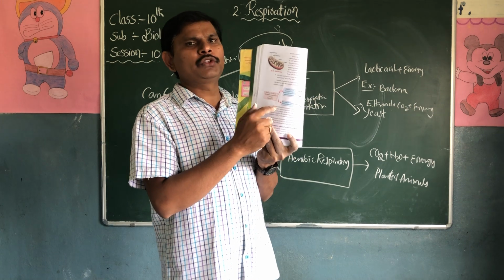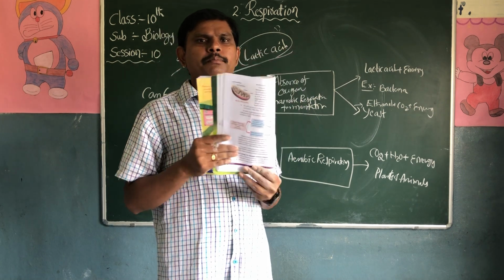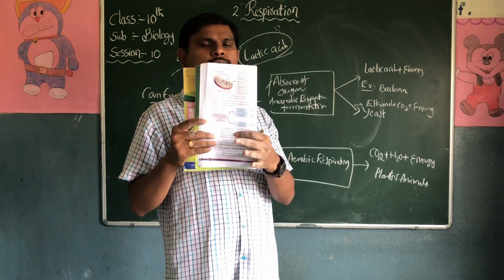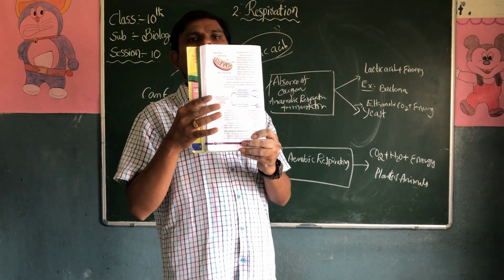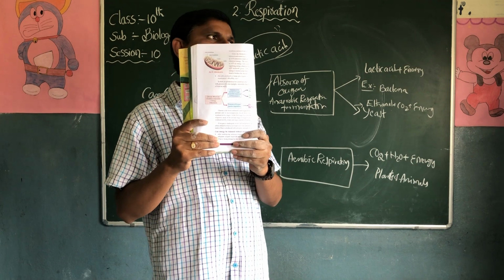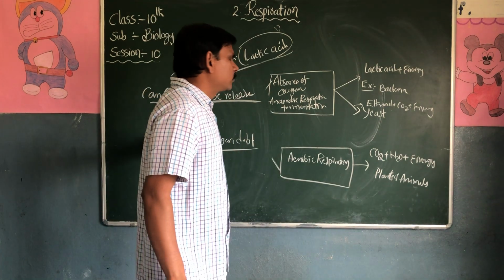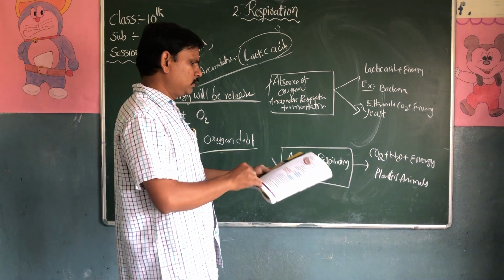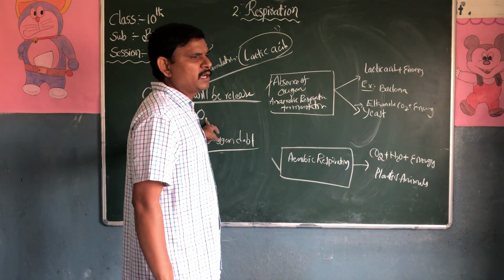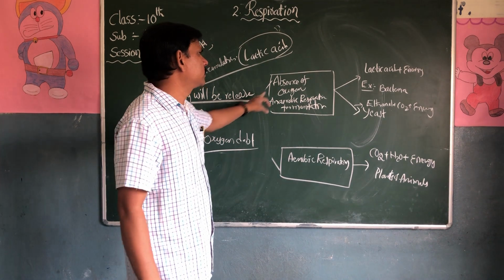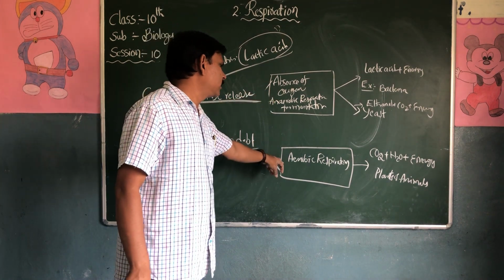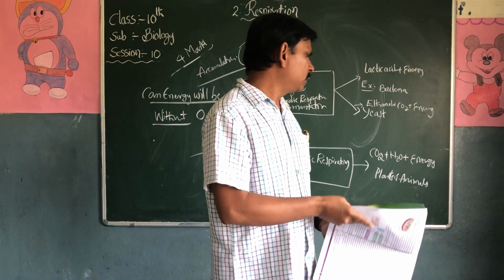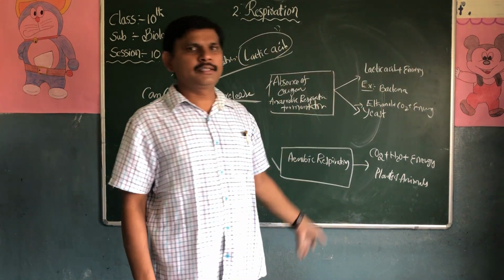This flow chart is the most important. On page number 34, you have to draw this glycolysis. Glucose, 3 carbon compounds. Pyruvates, 3 carbon compounds. Absence of oxygen. Aerobic respiration. Examples: bacteria, yeast, and plants and animals.